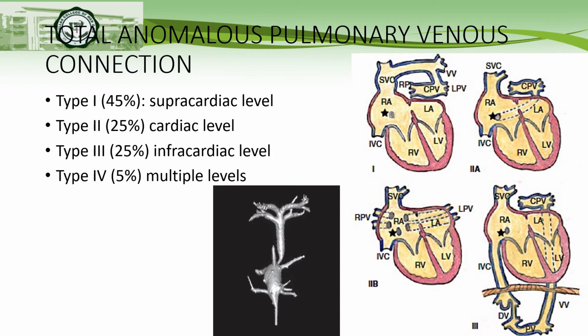Darling and colleagues classified TAPVC according to the site or the level of connection of the pulmonary veins to the systemic venous system. For type 1, there is anomalous connection at the supracardiac level, and this is the most common type. So just look at the picture for comparison. Type 2 is at the cardiac level. Yan. Type 3, infracardiac level. This one here below. And type 4 occurs at multiple levels.